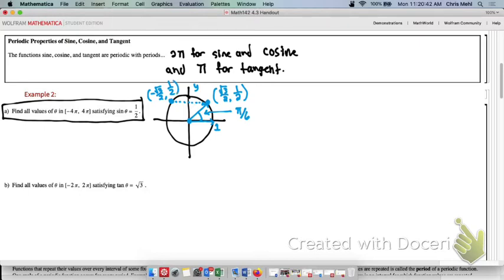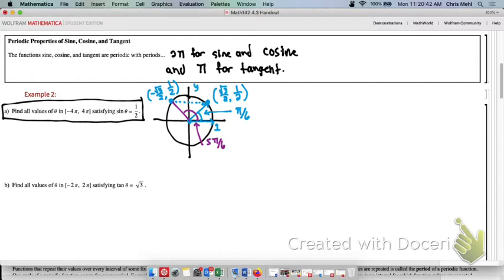Now, what angle is that? Now, on exercise 44 in section 4.2, we would have seen that in this purple angle right here, this angle here is 5 pi over 6. Okay. So from 0 to 2 pi, you have two angles that give you a value of sine equaling 1/2.